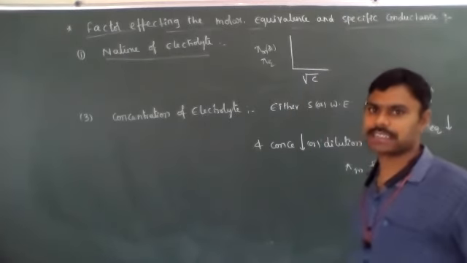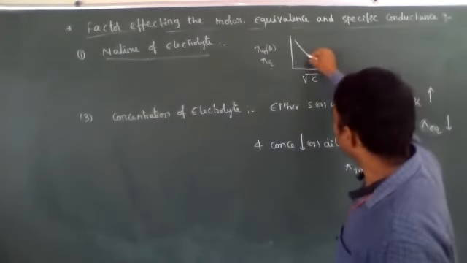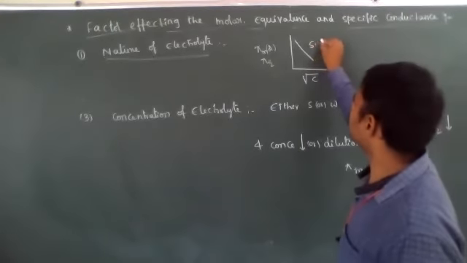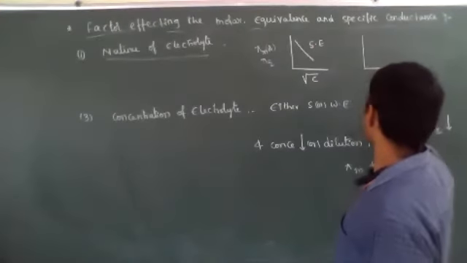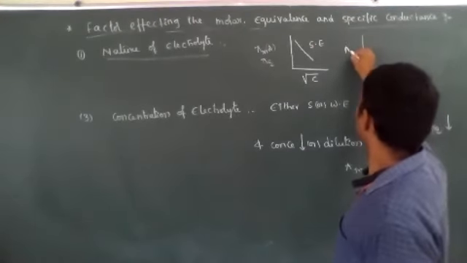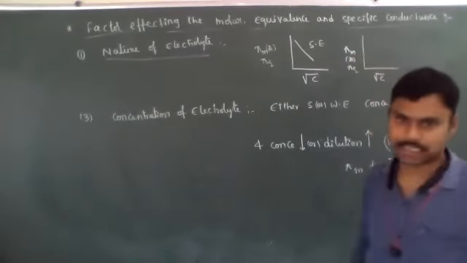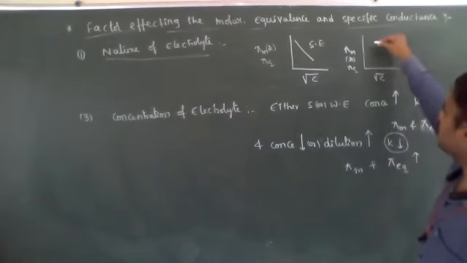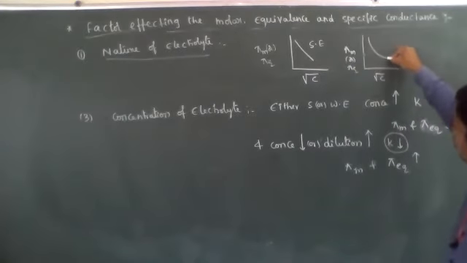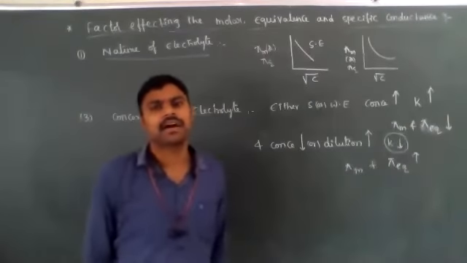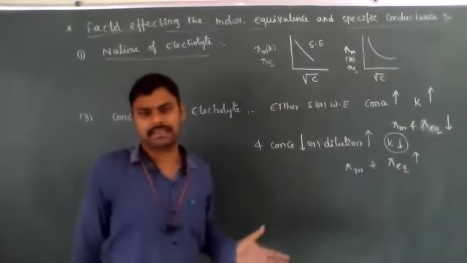With respect to concentration of electrolytes, the strong electrolytes become like a straight line. But what about the weak electrolytes? Conductance or equivalent conductance of weak electrolytes: as concentration increases, the graph will come like a curve. Molar conductance or equivalent conductance will come like a curve, not a straight line.